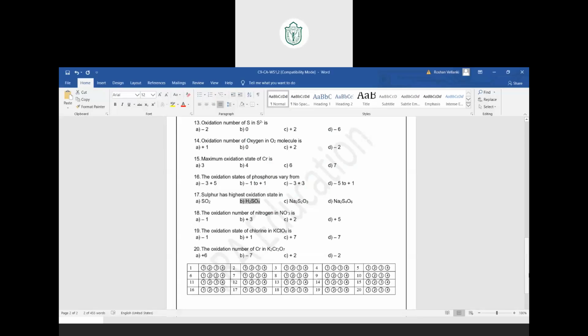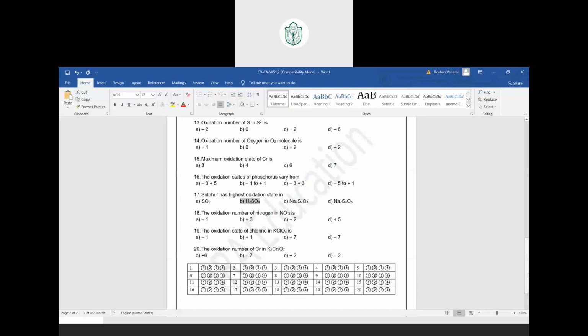Anish, are you saying the answer is minus 1? That means option A. Ritrika is saying option D. Guys, option D is the correct answer. X minus 6 equals minus 1.